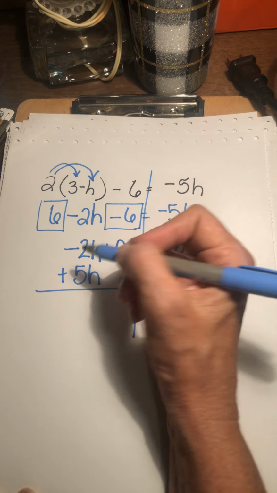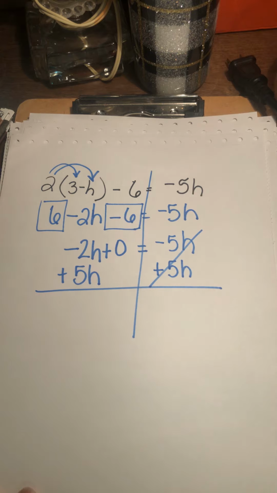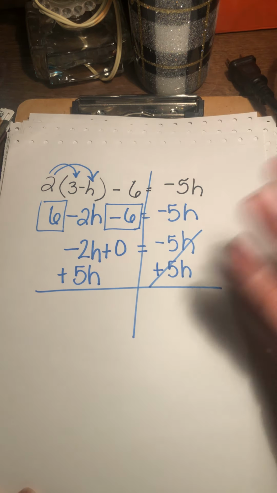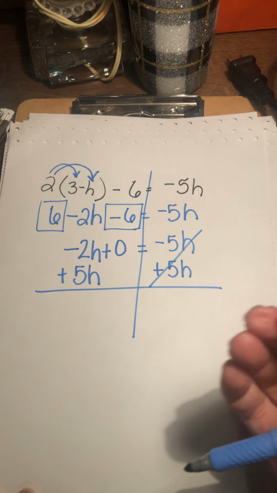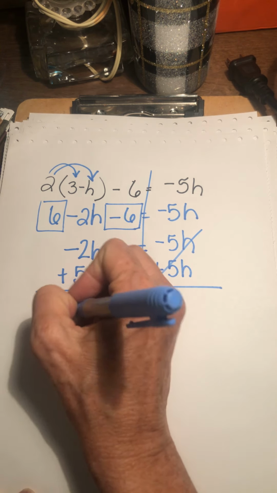I owe you 2 horses, and I have 5 horses in my trailer. So I give you the 2 that I owe you. How many horses do I have left? 3.